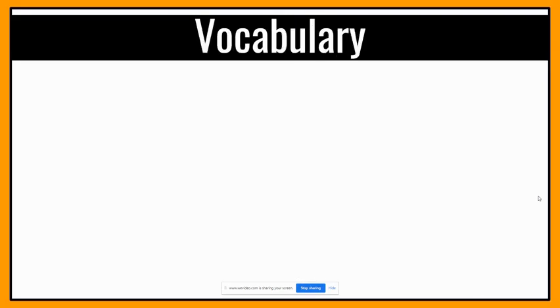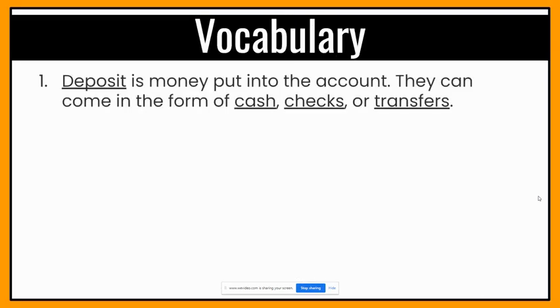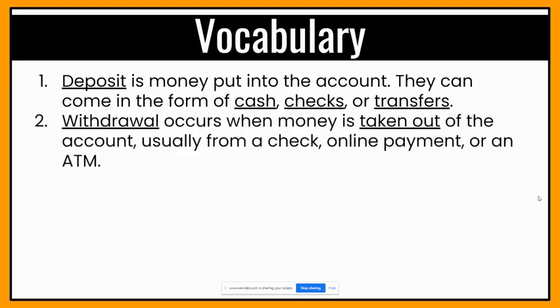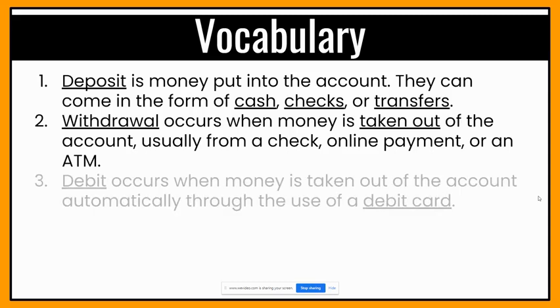So our vocabulary for today, the first one is deposit. Deposit is money put into an account. It can come in the form of cash, checks, or transfers. So if I go to the bank and I deposit a check or cash, I'm putting that money into my account. A withdrawal occurs when money is taken out of an account, usually from a check, online payment, or ATM. So when you're withdrawing money, you're taking it out of your account.